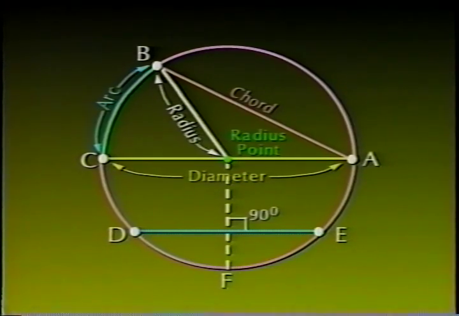Back to walking around the circle again. The distance from point B to point C describes an arc. Also, if a line is drawn from the center of a circle, line from RP to point F, perpendicular to a chord, it bisects the chord and the arc defined by the chord.